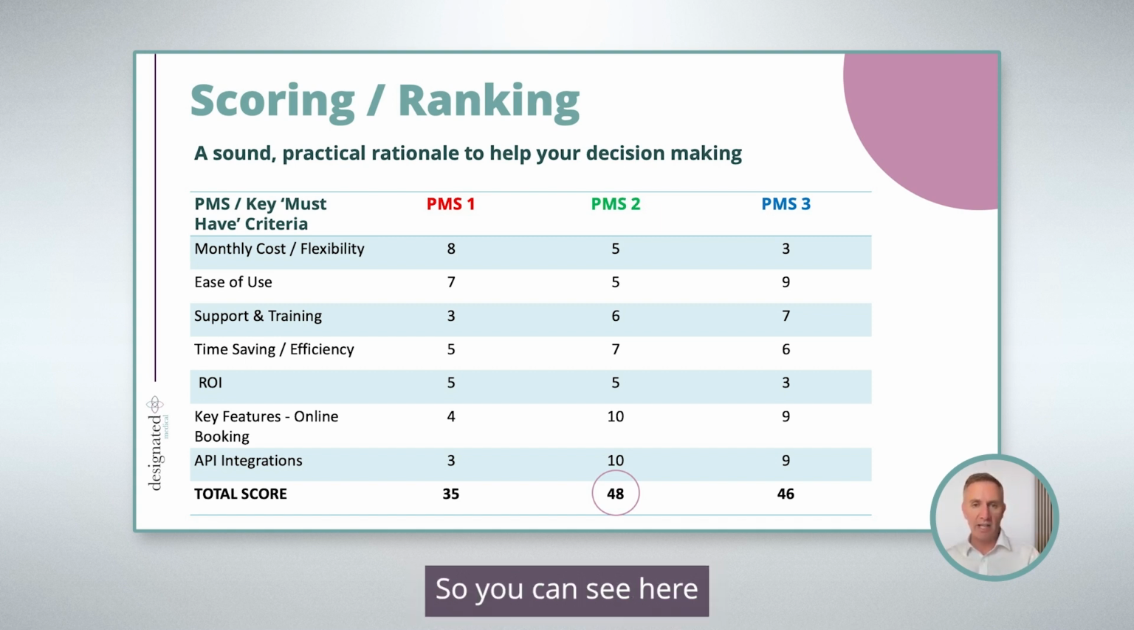So you can see here, patient management system 1, yes, it's very cheap. It's scoring very well in terms of easy use and monthly cost, but it doesn't really save you time. You're going to have to pay extra for support and training. It doesn't have any API integration. So is it actually going to fit for purpose? Whereas patient management system 2 perhaps is slightly more costly, but actually support and training are included. It's got all the key features that you want, and it integrates with all your software. So that's the winner.